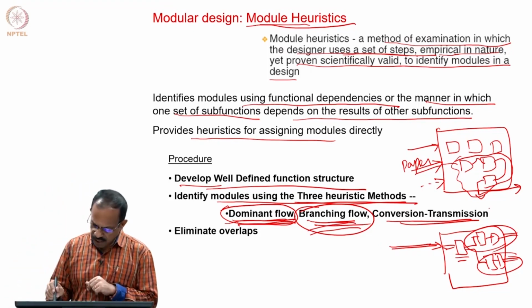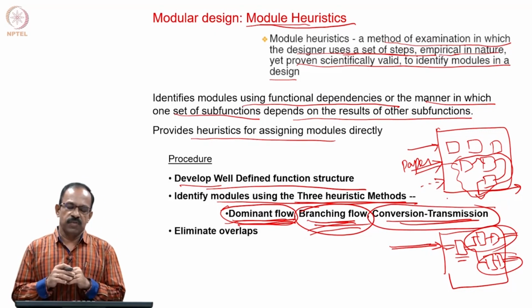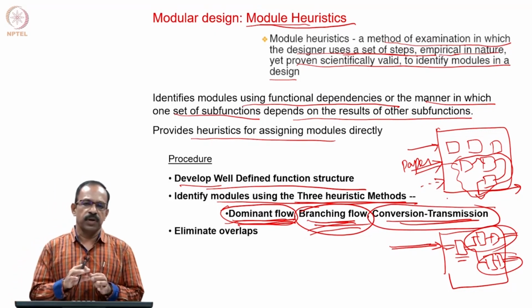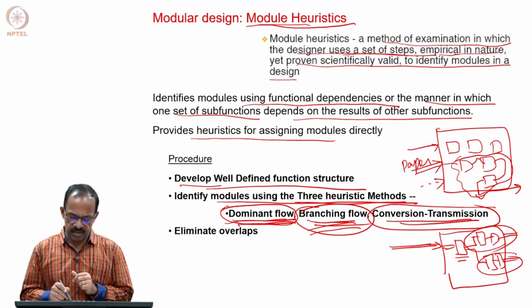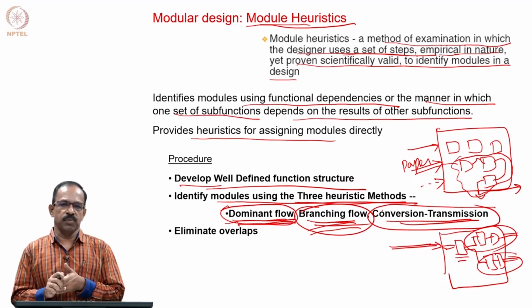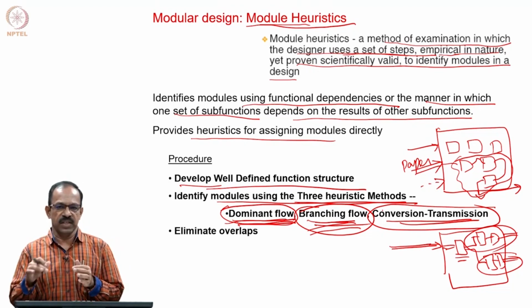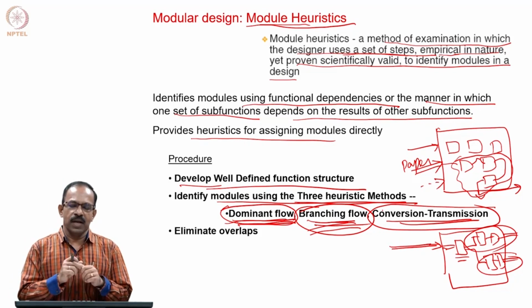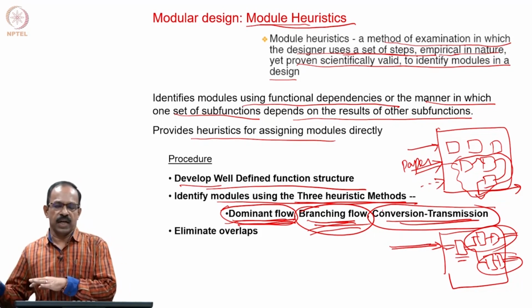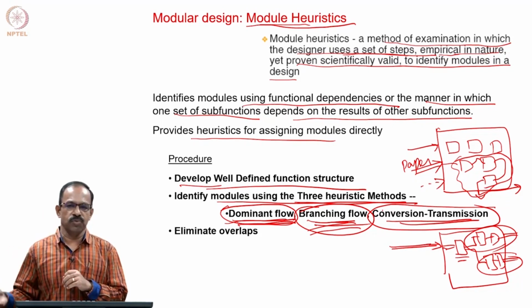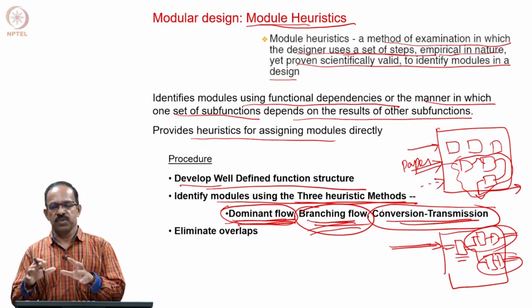Then the third one is known as the conversion transmission. As the name suggests, whenever there is a conversion of a flow into something else and it is getting transmitted, then we can take that as a module. So, conversion transmission module we can identify. For example, when electricity is coming into the product, then after some time it may get converted to mechanical energy, and then it will get transmitted by some means to some other function block. So, we put this conversion and transmission as a module.